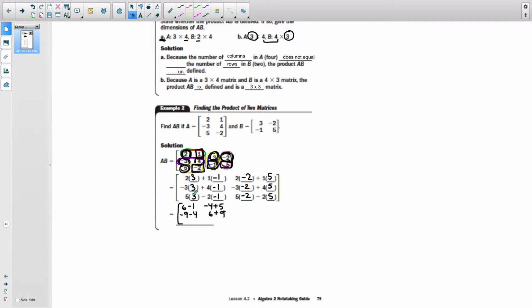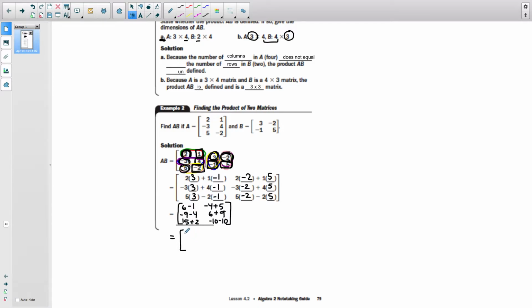+9. 5 times 3 is 15. And then -2 times -1 becomes +2. 5 times -2 is -10. And then -2 times 5 is also -10. Right? And so now the last thing to do is to find your sums.